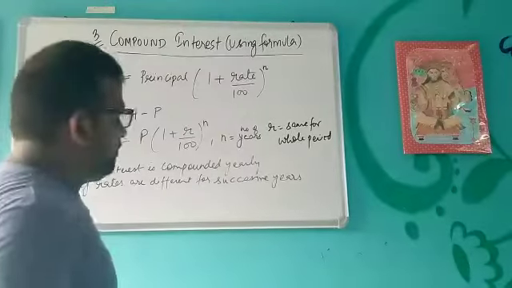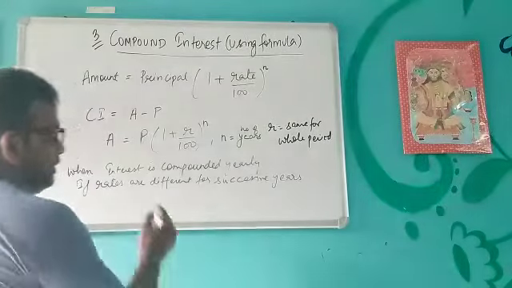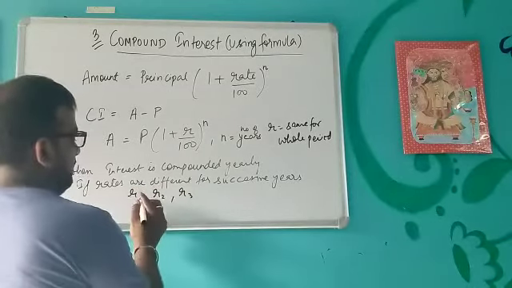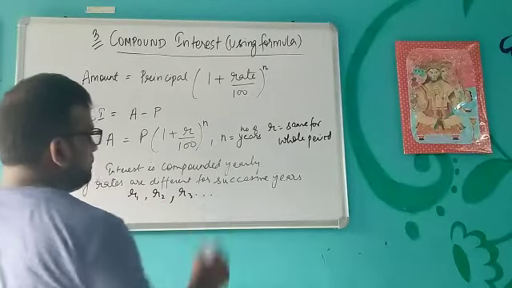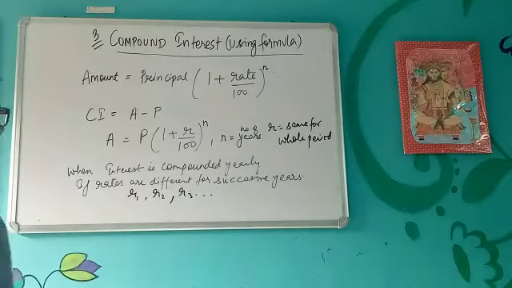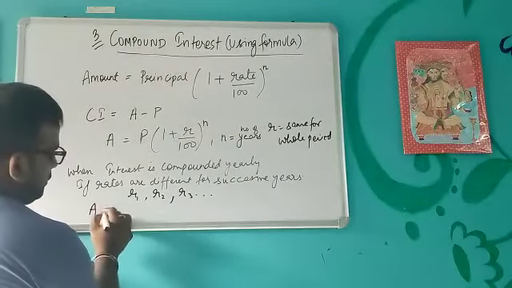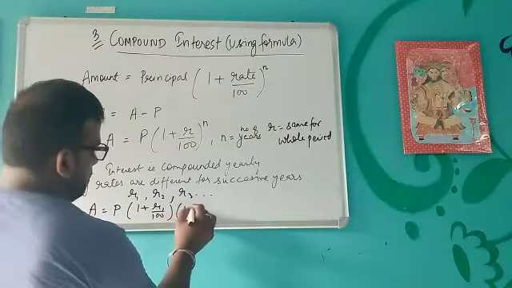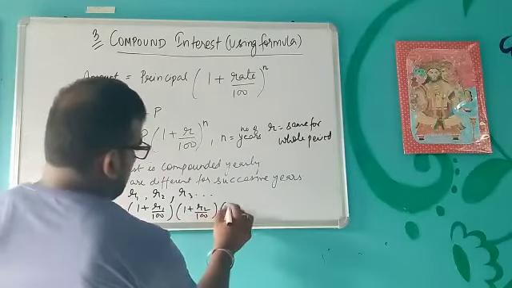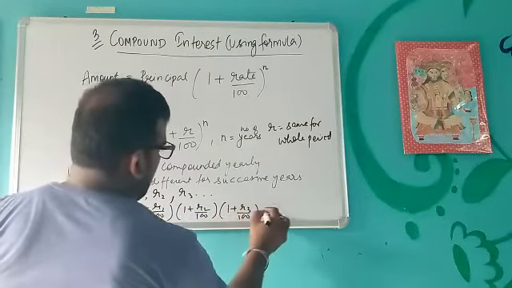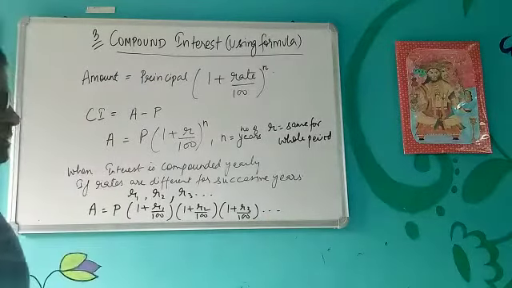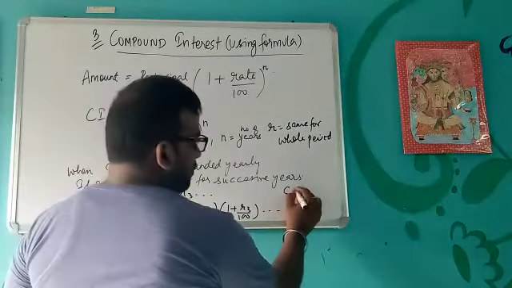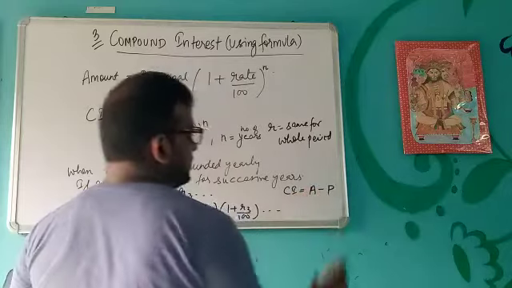But suppose the rate of interest is different for consecutive, successive years, like R1, R2, R3, and so on, then how will we calculate? We will use this formula. A is equal to P into 1 plus R1 upon 100, 1 plus R2 upon 100, 1 plus R3 upon 100, and so on. For that many years these rates are changing, we can use that many brackets. And in the end, if you want to calculate CI it will be again amount minus principal.